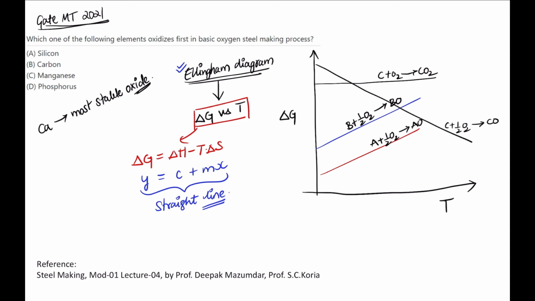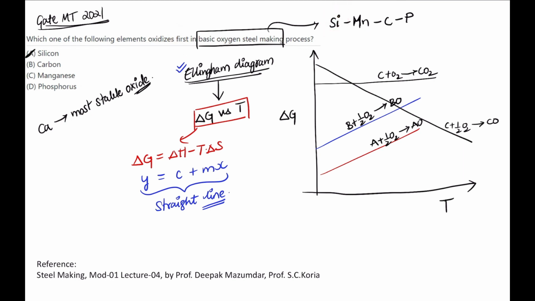So here in steelmaking, in basic oxygen steelmaking, which is my primary steelmaking, the order of oxidation is something like this: silicon, manganese, carbon and phosphorus. So this is the order. Of course, carbon and phosphorus are also oxidized out simultaneously in some favorable conditions, but that is not the point of this particular question. It is asking which will oxidize first. So the answer would be silicon.